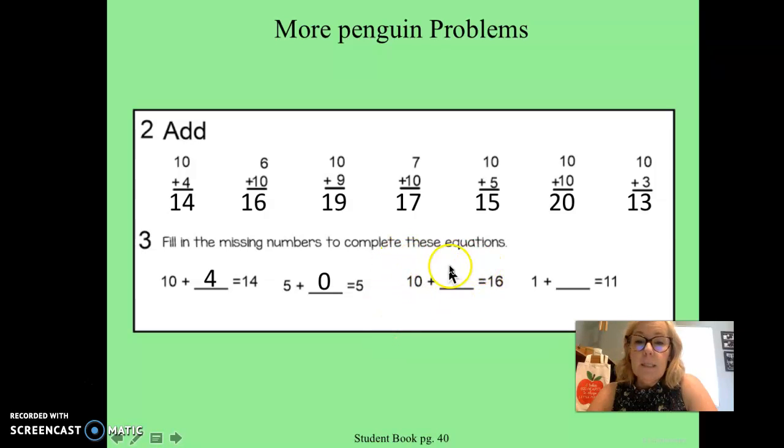10 plus something equals 16. The difference between 10 and 16 is 6. 10 plus 6 equals 16. 1 plus something equals 11. 1 plus 10 equals 11.